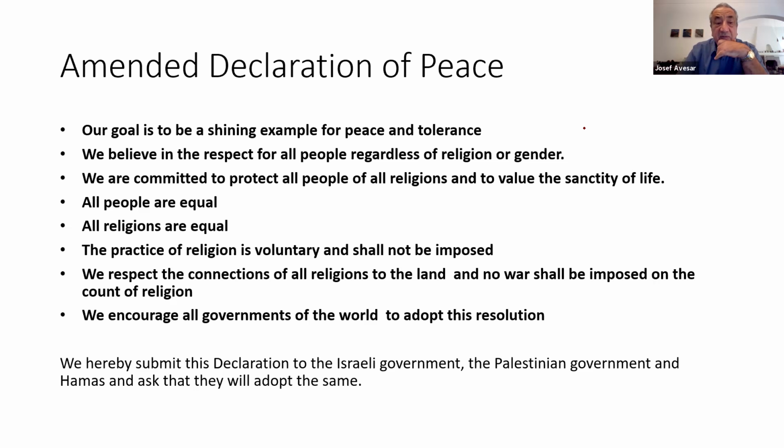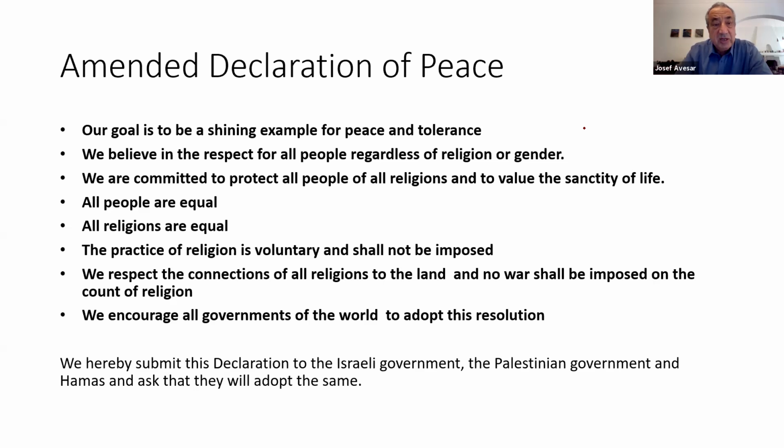Do we have questions regarding this declaration of peace? Hearing no questions, let's hear from the Palestinian parliament members. Do you support this declaration? Palestinian parliament members? Okay, let's share the vote. 100% of the Palestinian parliament members voted yes.